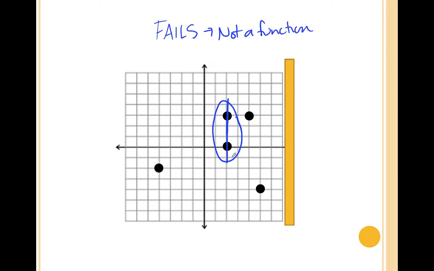And basically this is because both of these points have the same x value. So this is (2, 0), and this one is (2, 3). They both have the same x value of 2. So that's another reason why this fails the vertical line test. It is not a function.